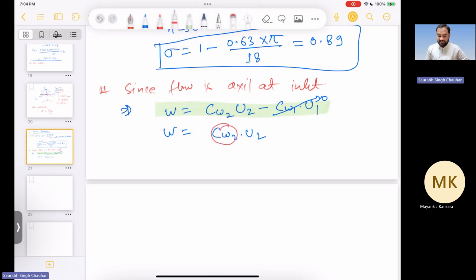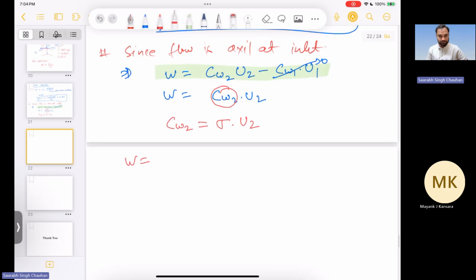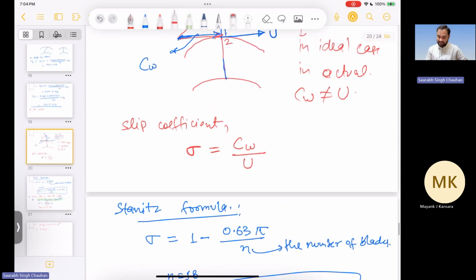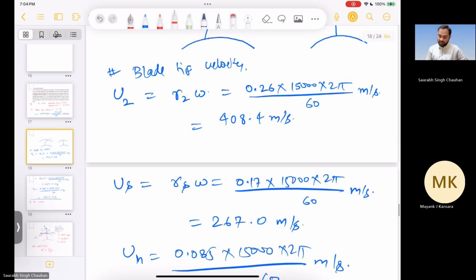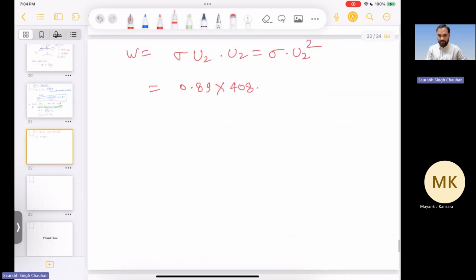CW2 you can calculate from the slip coefficient, because CW2 is given as sigma times U2. This is the definition of slip coefficient. So work done can be written in terms of slip coefficient as sigma times U2 times U2, so it is basically sigma times U2 squared. Sigma we just calculated from the Stanitz formula, 0.89. U2 is the blade velocity at exit, which we calculated in the beginning itself: 408.4 meter per second. So 0.89 times 408.4 squared is the work done, in kilojoule per kg.